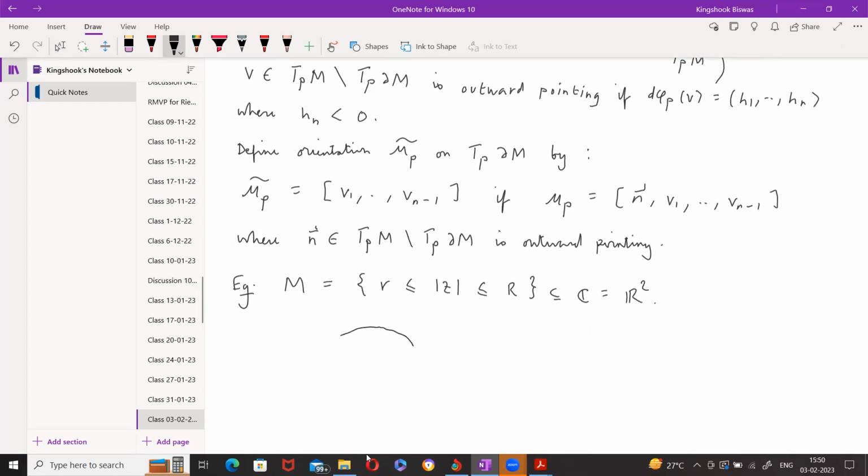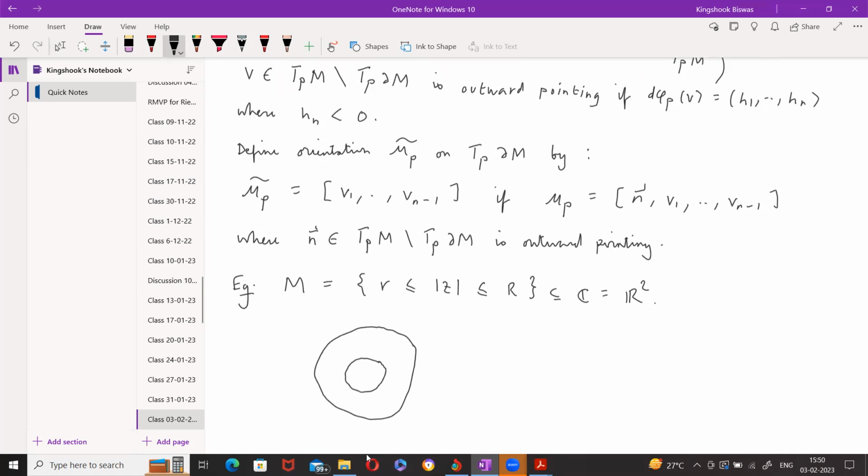Then how does this induced orientation work? Boundary M has two components, right? The outer circle and the inner circle. So boundary M is a one manifold. Orientation means an ordered basis, which here means just one vector. I have to give a vector pointing one way on the boundary or the other. So what happens on each boundary component?